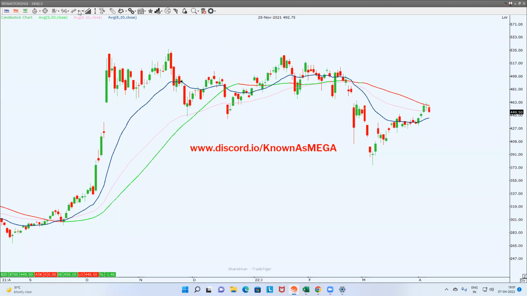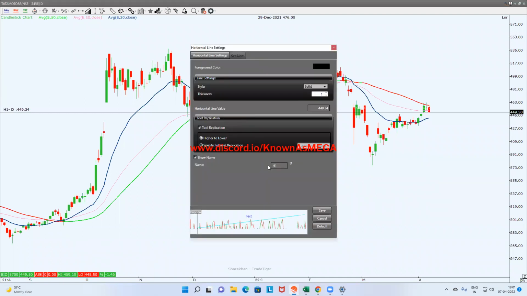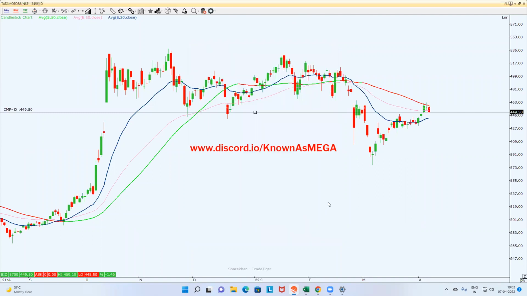So the rule for marking a demand zone is, I'll take a horizontal line and mark it at the current market price. The current market price is 449. I'll double click and name it as CMP. To make it exact, I type in 449.5. Right? I save. Then I look left and below and look for an exciting candle.